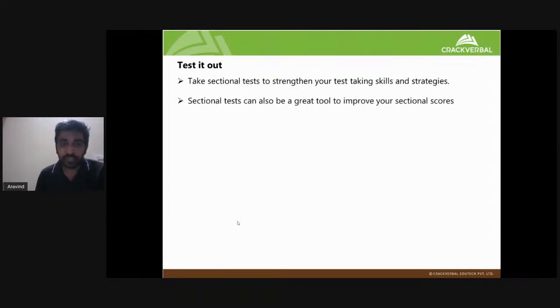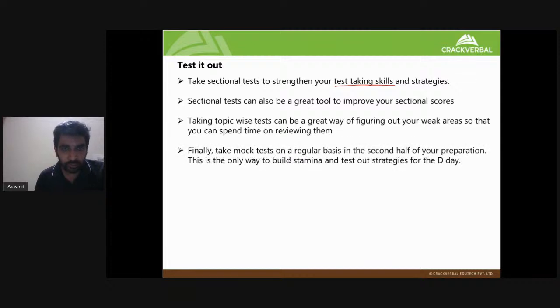So taking sectional tests, they are a good way of starting off with small tests. They'll help you build test-taking skills and strategies. They are also a great tool to improve your sectional scores. After taking a lot of sectional tests, you can slowly graduate towards mock tests. Taking a lot of mock tests on a regular basis will help you build stamina, and they'll also help you test out your strategies for the D-Day, right? So I think this is your last stage, but this is what you need to do as well to improve on your quant.